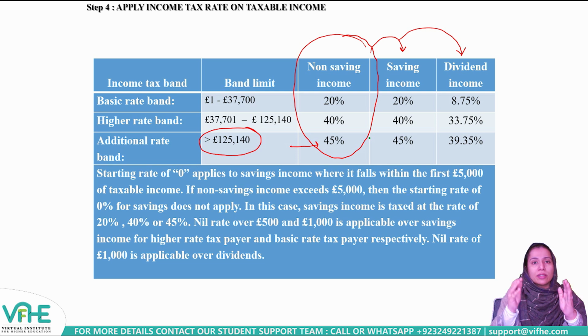But let me just tell you in detail how the rates have to be applied on the non-savings column with the help of numerous examples. Then I'll gradually move towards savings, and afterwards I'll tell you how the rates have to be applied on the dividends column. So let's have a look at the first question.